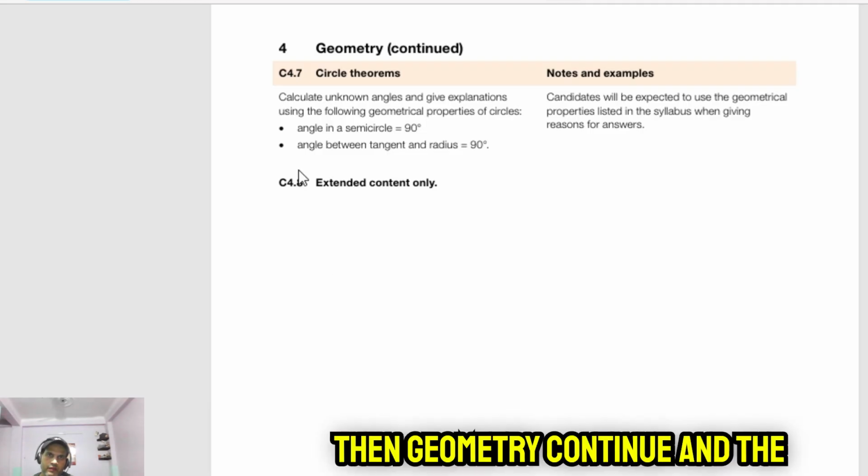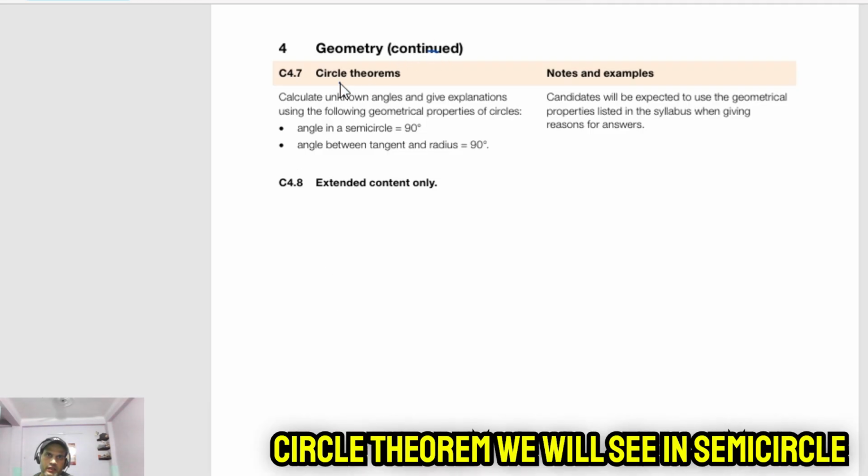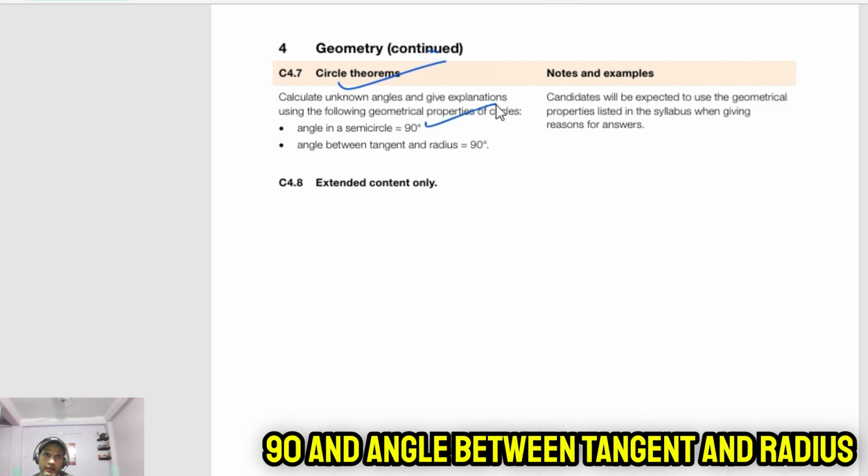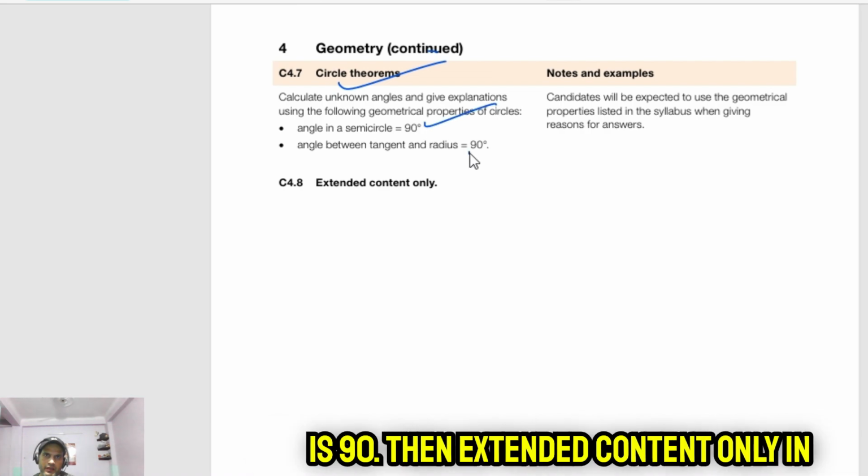Then geometry continues, and we will see the circle theorems: the angle in a semicircle is 90, and the angle between a tangent and radius is 90. Then extended content only in this part.